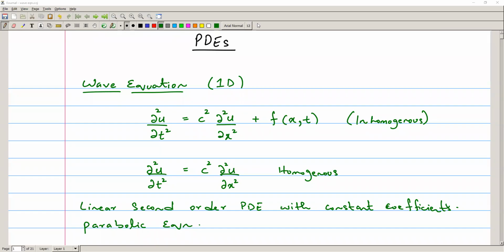Hi guys, welcome to a lesson of partial differential equations. So in today's class, we are going to start the discussion about the wave equation in one dimension.